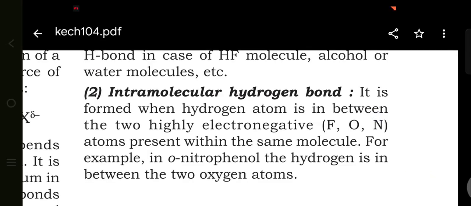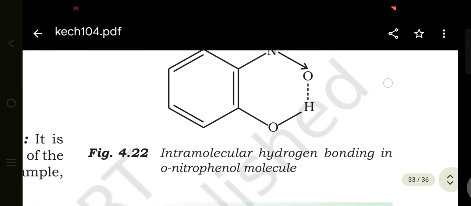Intramolecular hydrogen bond. It is formed when a hydrogen atom is in between two highly electronegative atoms like fluorine, oxygen or nitrogen present within the same molecule. For example, in orthonitrophenol, the hydrogen is in between the two oxygen atoms.